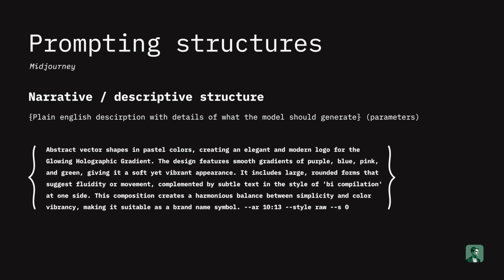Alright, so there are 2 kinds of prompting structures that I'm going to talk about, and these are the 2 kinds that I have seen in the wild. There may be more different versions, but these are the 2 that I've seen most commonly. The first one is what I am calling narrative or descriptive structure. So it's basically plain English descriptions with details of what the model should generate, plus your parameters.